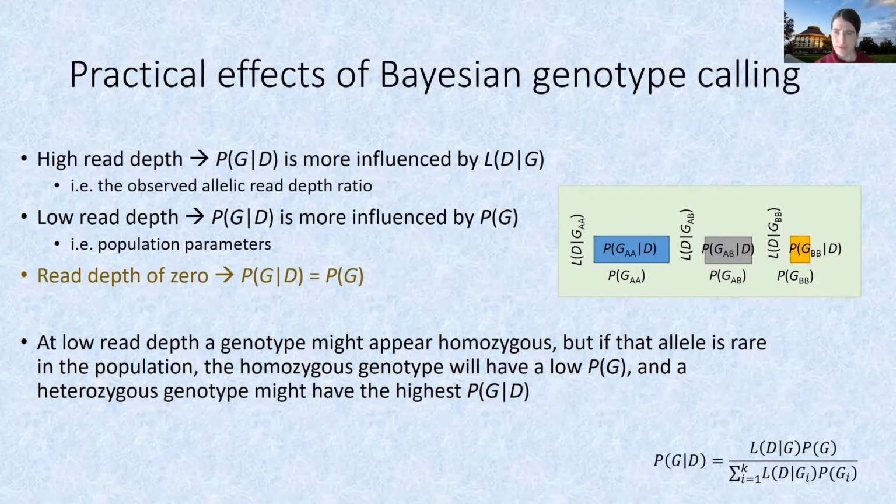Another implication is that if you have 0 read depth, the posterior probabilities are the prior probabilities. So this sort of becomes a form of imputation, and assuming your priors are sufficiently informative, you can use this for imputation. The nice thing is that it's a continuous scale, depending on how much read depth you have, between hard genotyping and genotype imputation. It's not one or the other. It's really both at the same time.